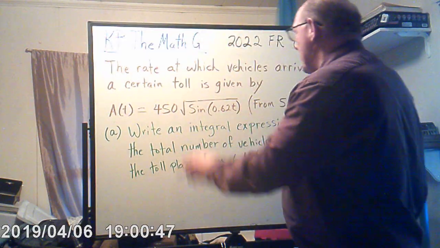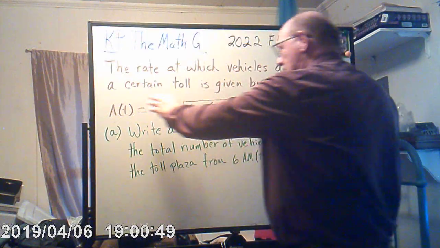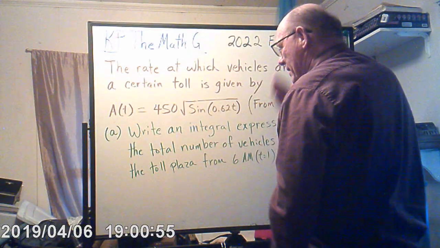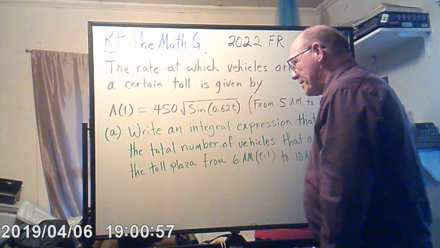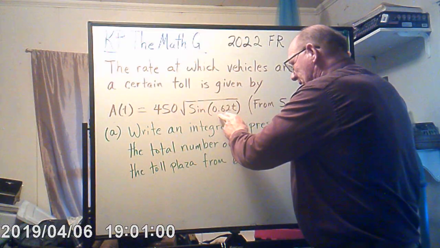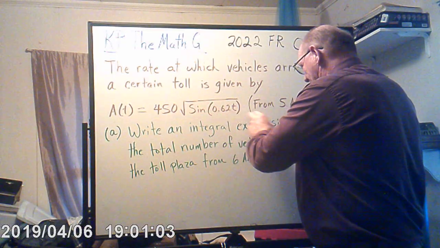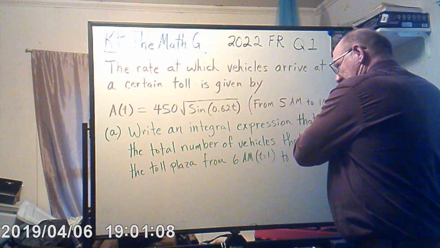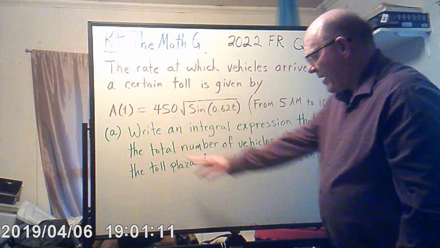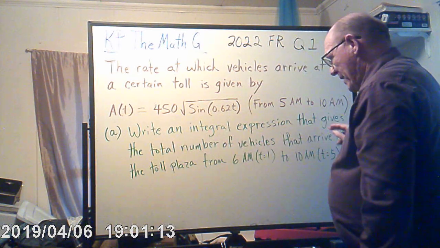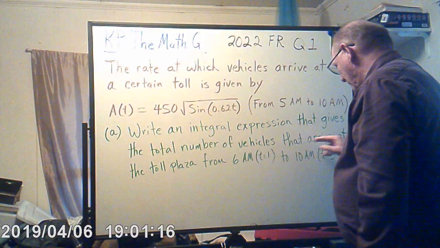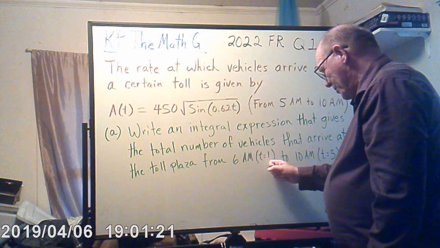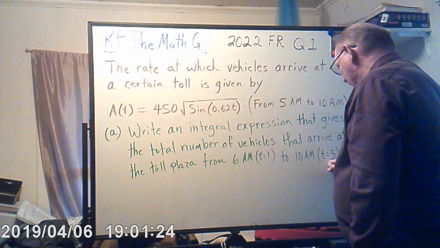It says the rate at which vehicles arrive at a certain toll is given by A of t equals 450 times the square root of sine of 0.62t from 5 a.m. to 10 a.m. Part A says write an integral expression that gives the total number of vehicles that arrive at the toll plaza from 6 a.m., that is t equals 1, to 10 a.m., that's t equals 5.